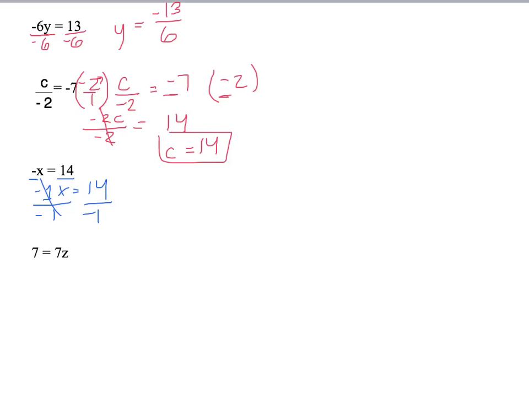to get x equals 14 divided by negative 1, so 14 divided by 1 would just be 14. But remember, a positive number divided by a negative number will be negative. So we have negative 14.